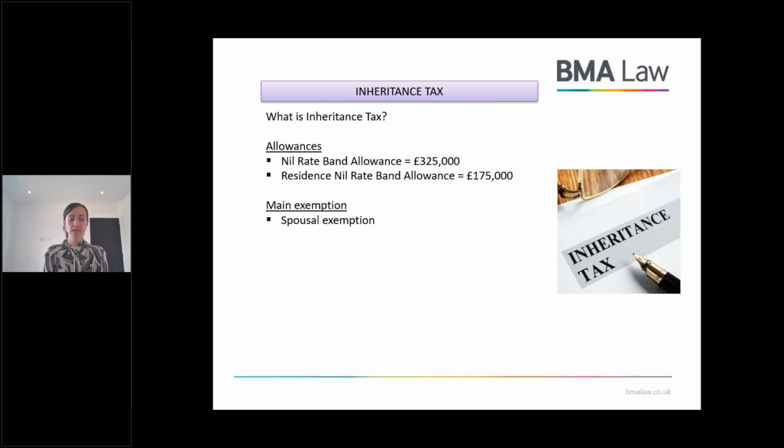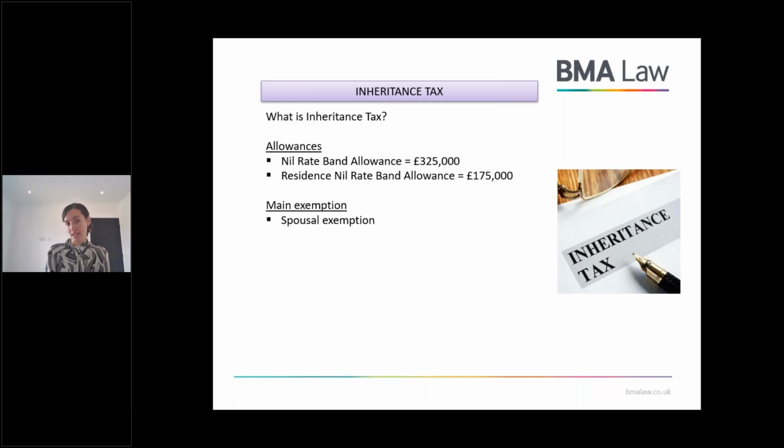Looking at spousal exemption, assets which pass between spouses are exempt from inheritance tax no matter what their value. So you can leave £5 million to your spouse or civil partner and there would be no inheritance tax to pay at that time. Any unused allowances are also transferable as discussed.